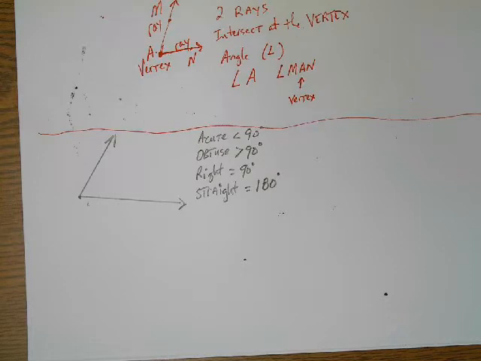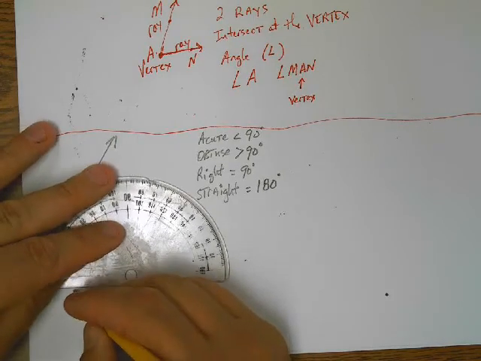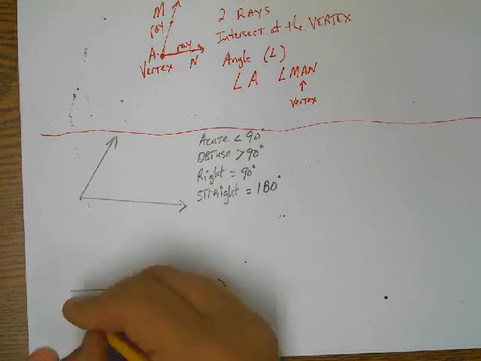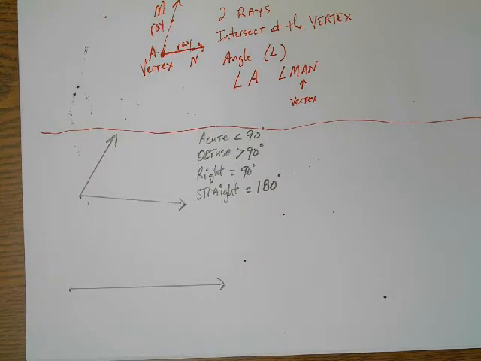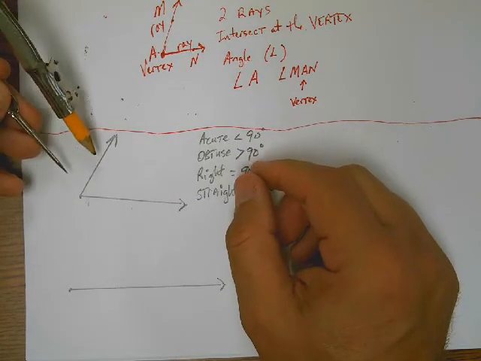Okay, so now here is our angle. Anytime that we're going to copy something, we need a ray to copy it onto. Okay, now let's get our compass out. Let's go through the mechanical steps of copying the angle. We are not using our protractor, only our compass. Here we go. You ready?